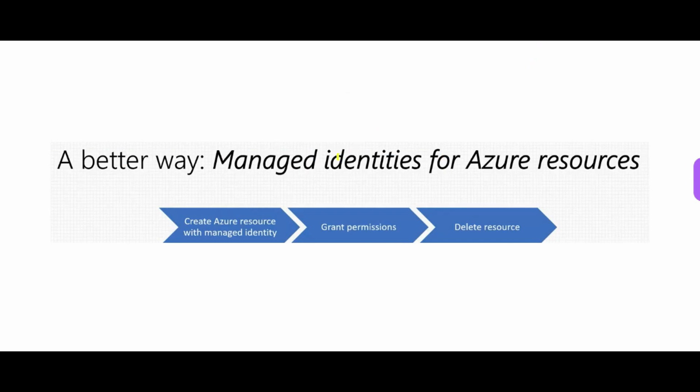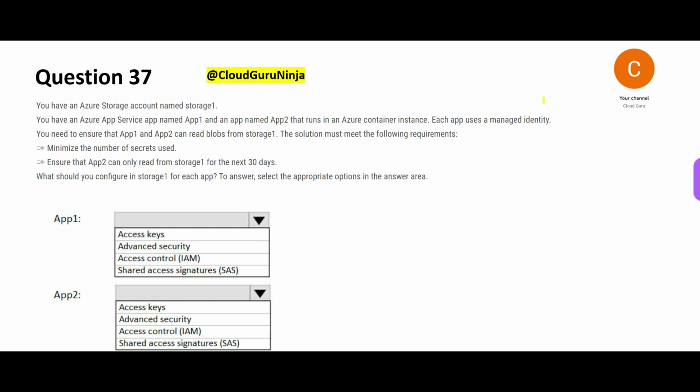You are doing these many steps because you are not using managed identities. Now there is a better way: use managed identities for Azure resources. You create the Azure resource with managed identity and you grant permissions. As a cleanup, once you are done, you just delete the resource. You don't have to worry about cleaning the credentials like you did here and then deleting the service principals. So the question is already making use of managed identity.